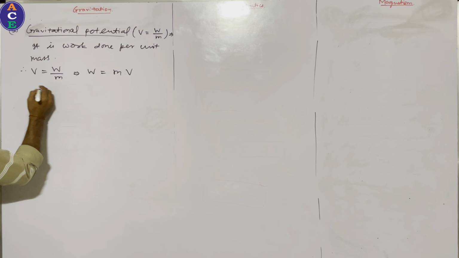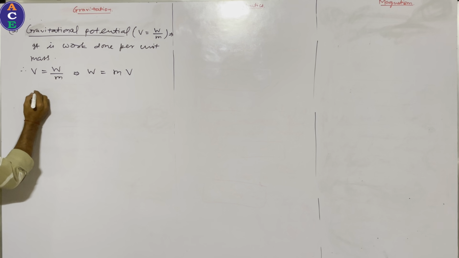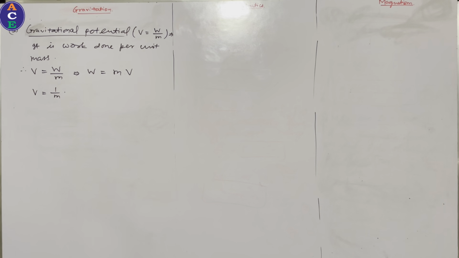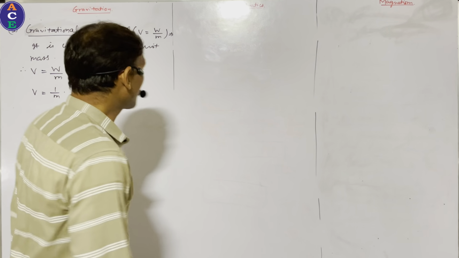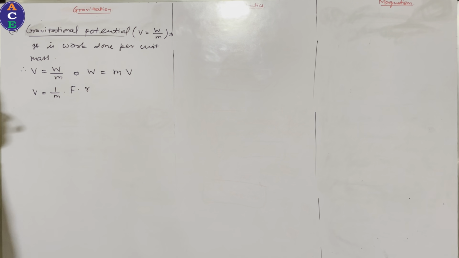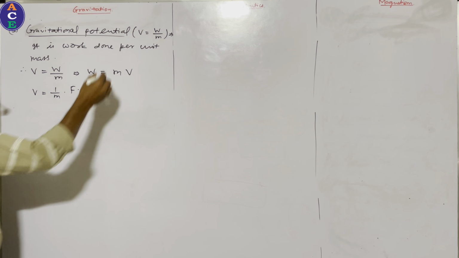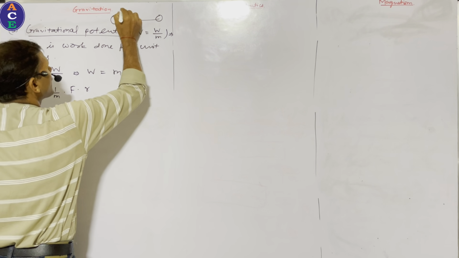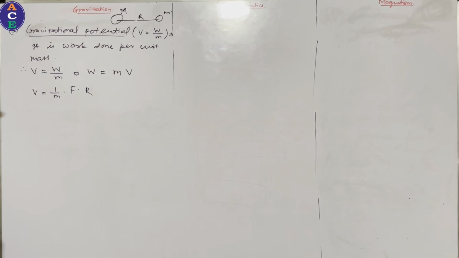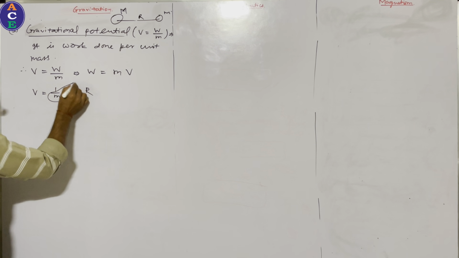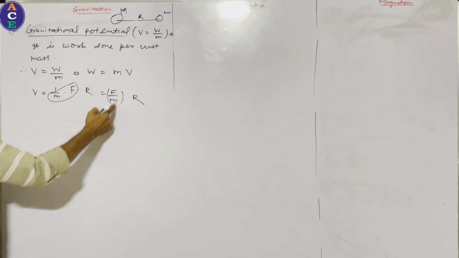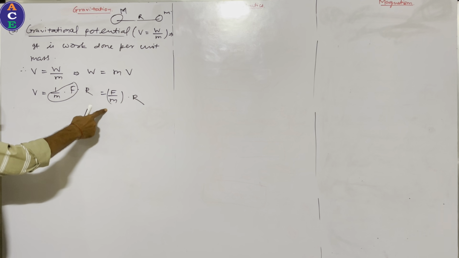and we can write further V is equal to 1 by M into W. What is W? W is work done. Work done is force into displacement. I will take the displacement as R, because हमने previous diagram में बताया था कि दो masses हैं, one is capital M, another is small m. इनके बीच का distance हमने capital R लिया था, so I will take capital R. Now I will take this F by M. We can write it as F by M into R. But what is F by M? F by M is g.